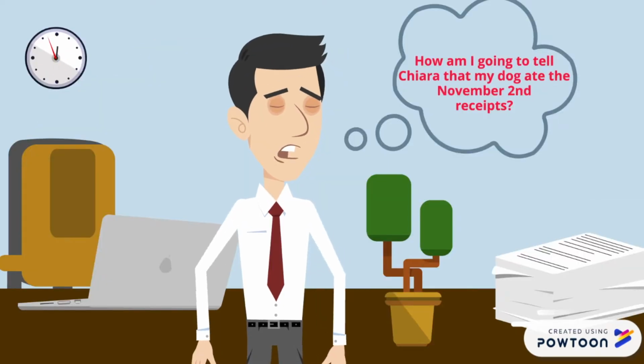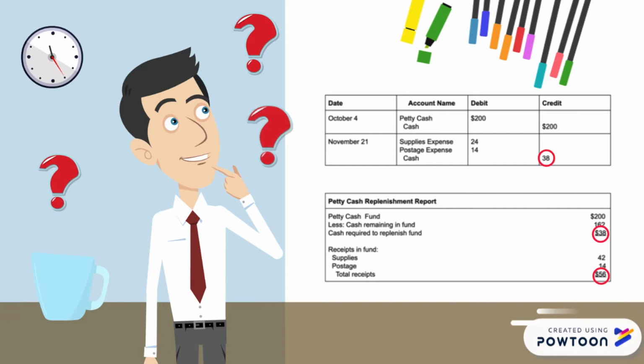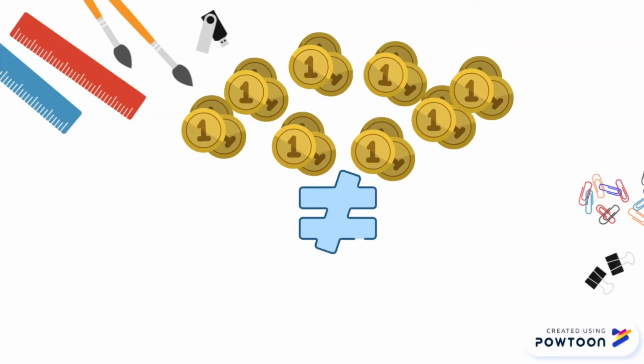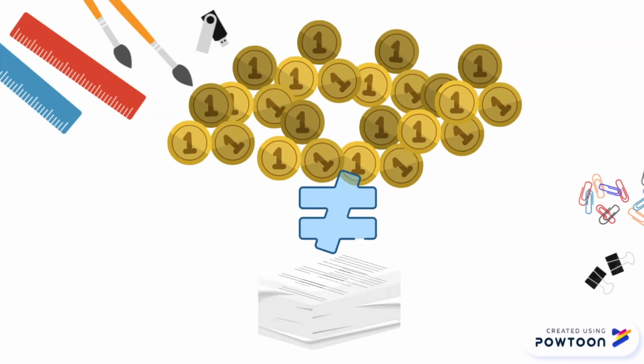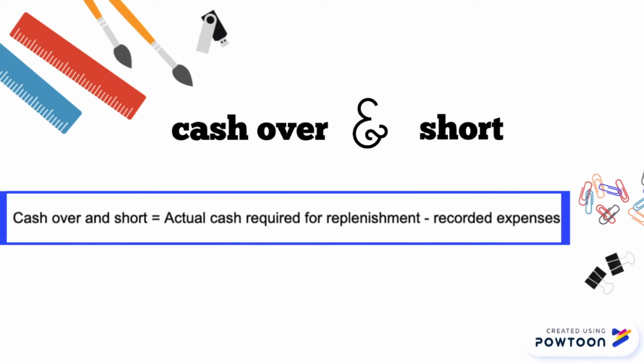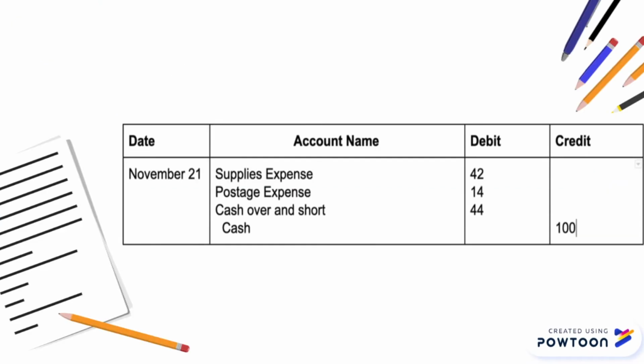Custodians may misplace receipts, or the amount simply might not add up. If the amount of cash spent does not reconcile with that on the receipts, we name this difference cash over and short. Let's say it was recorded that $42 was spent on supplies and $14 was spent on postage, but the petty cash fund only has $100 left in it. This $44 difference will be made up for by the cash over and short account.